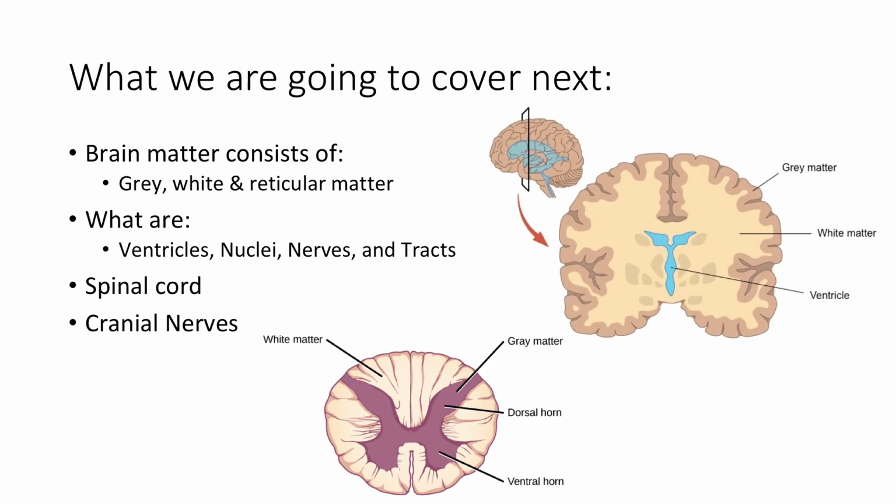So today we are going to cover what brain matter consists of. So you have three types of brain matter: gray, white, and reticular matter. And then we're going to go over some terms. So we're going to go over what ventricles are and which ones we have. So what are they called? We're going to talk about nuclei, nerves, and tracts. And then lastly, we will talk about the spinal cord and also all the cranial nerves.